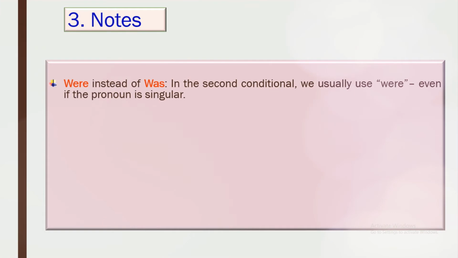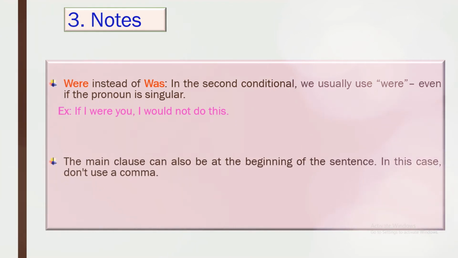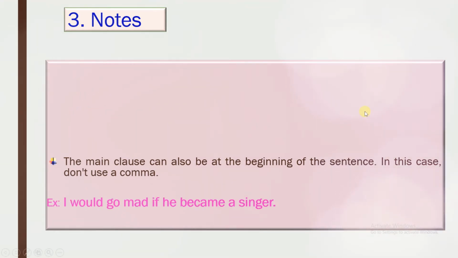Let's have a look here. Here, we're going to talk about some important notes. Were instead of was. In the second conditional, we usually use were even if the pronoun is singular. Example, if I were you, I wouldn't do this. The main clause can also be at the beginning of the sentence. In this case, don't use a comma. Look at this example. I would go mad if he became a singer.